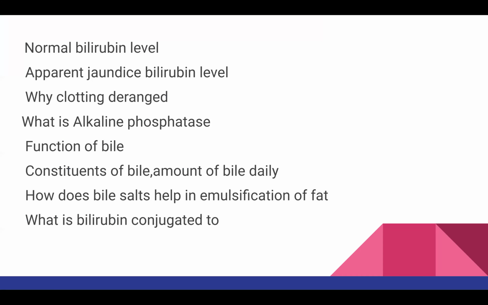Okay, so what is the normal level of bilirubin? Normal level is 3 to 30 micromoles per liter. And what is the level which is required for causing apparent jaundice? The level has to be more than 35 micromoles per liter for jaundice to be evident. Okay, so what type of jaundice will be present in this scenario?